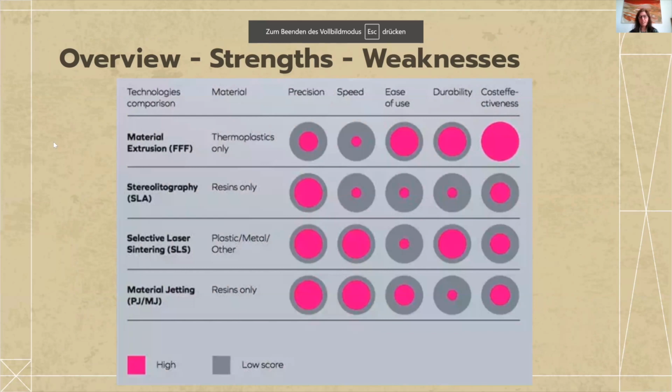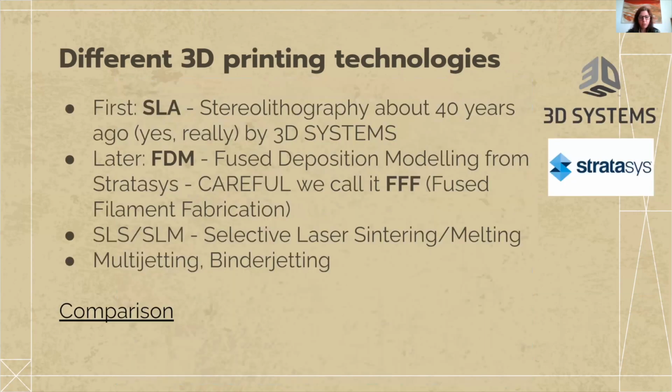So about the strengths and weaknesses, what you can see in this chart is the more filled a dot is with pink, the better it is. So we have FFF, FDM. That's something that I forgot to tell you. Stratasys still has a patent on FDM, but only on the name. So therefore, mathematicians invented a new name, which is fused filament fabrication, and therefore FFF.